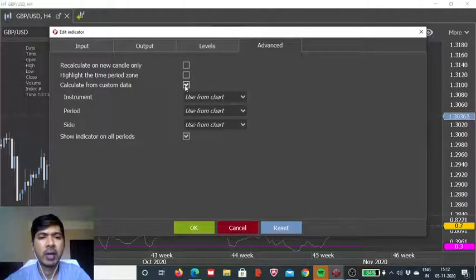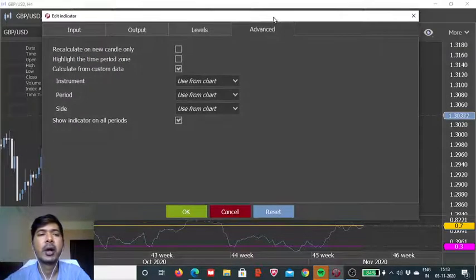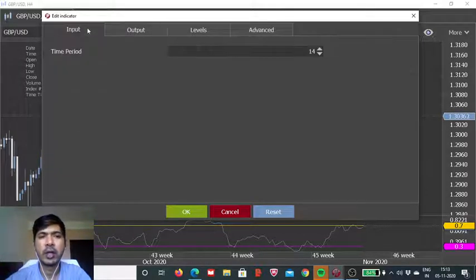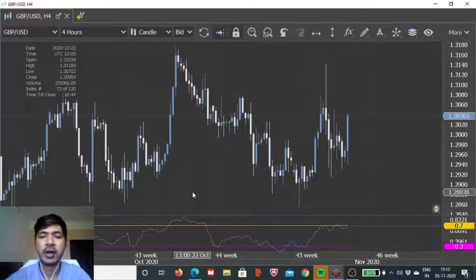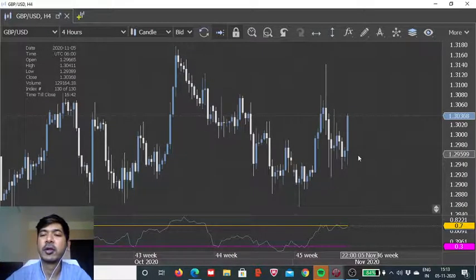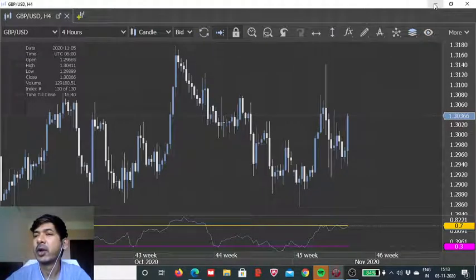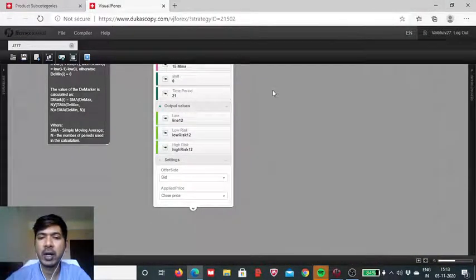calculate from the custom data. I think on the Visual JForex platform that option is there, but on the JForex platform we don't really have the customization option. So that is one of the benefits of the Visual JForex platform. What you can't do on the manual setup, you can do on the algorithmic setup. So it also makes the setup more efficient when it is automated.